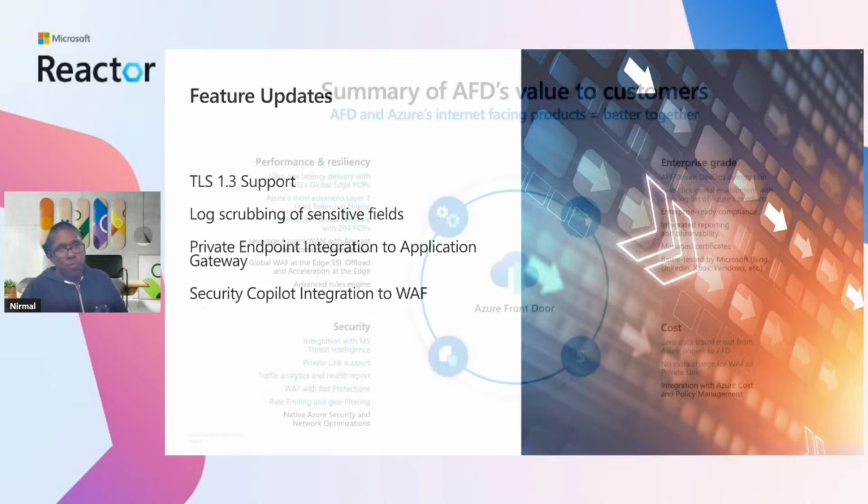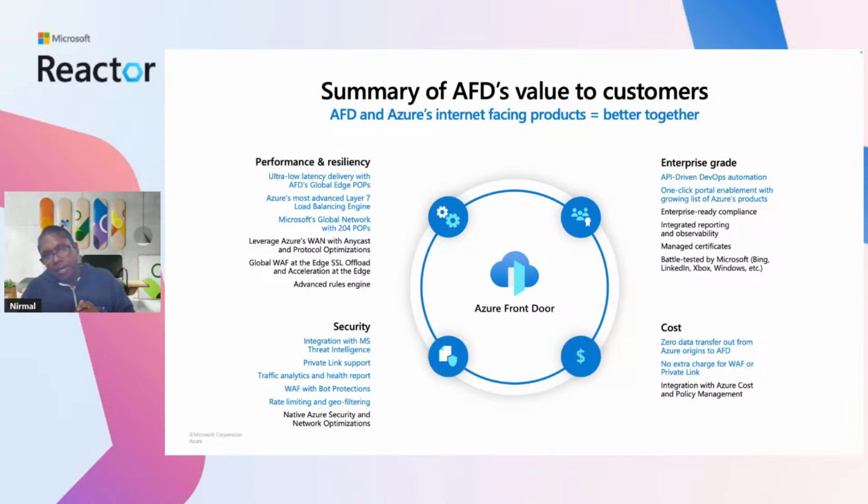So with that, I want to wrap up the session by summarizing the capabilities and the value that we offer through front door. So starting with performance and resiliency. So Deepak touched on this, the ability to leverage the wider Microsoft global network, over 204 different edge locations. So allow to terminate your TCP sessions, allow to consume content, caching, compression, and then at the same time apply a layer of security all at the edge.